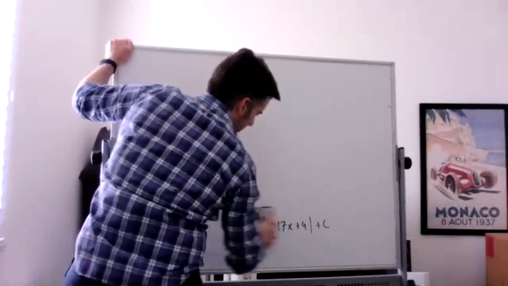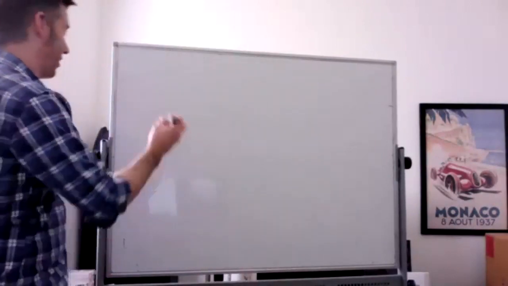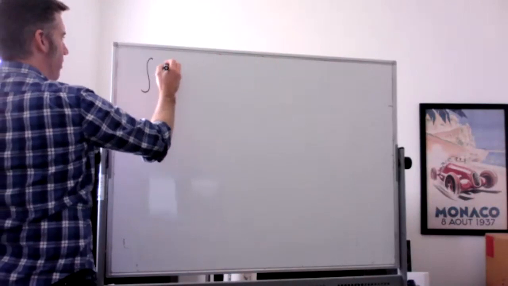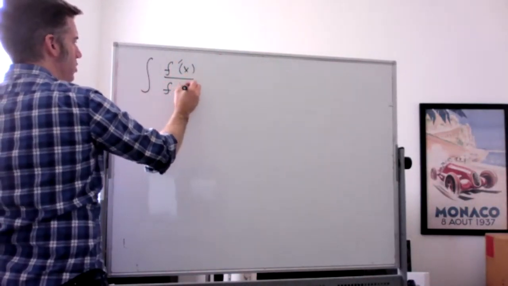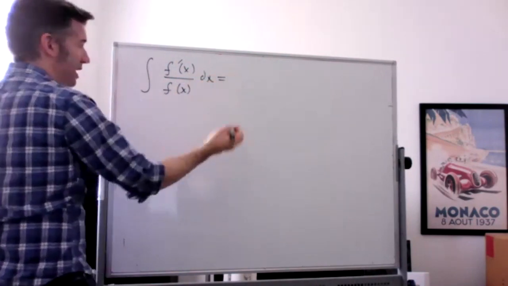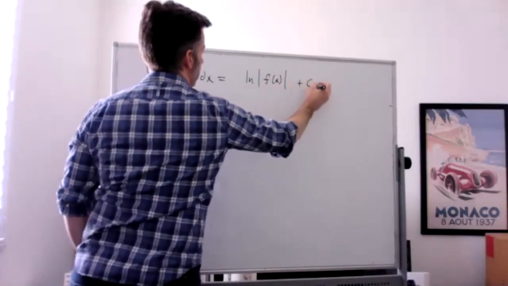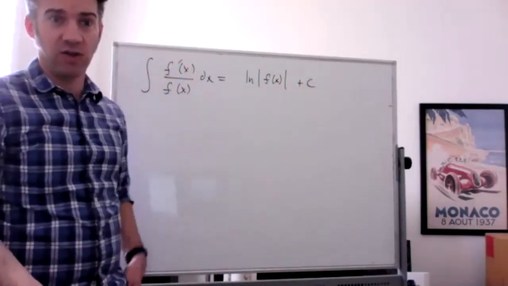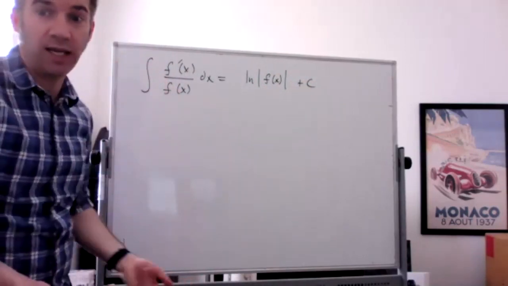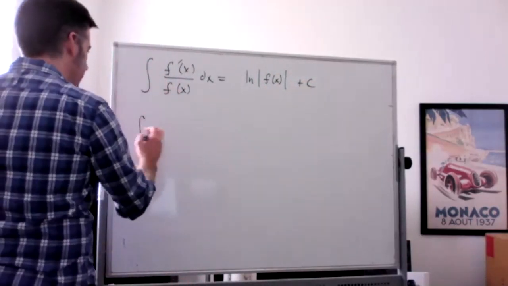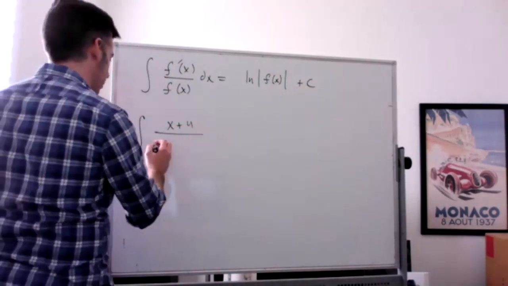So another thing that I have noticed over the years is that if you integrate something like this, the integral of, say, the derivative of a function divided by that function, you're going to get the natural log of that function in absolute value. Because what's the derivative of the natural log of a function? It's 1 over the function times the derivative of the function. That's exactly that.